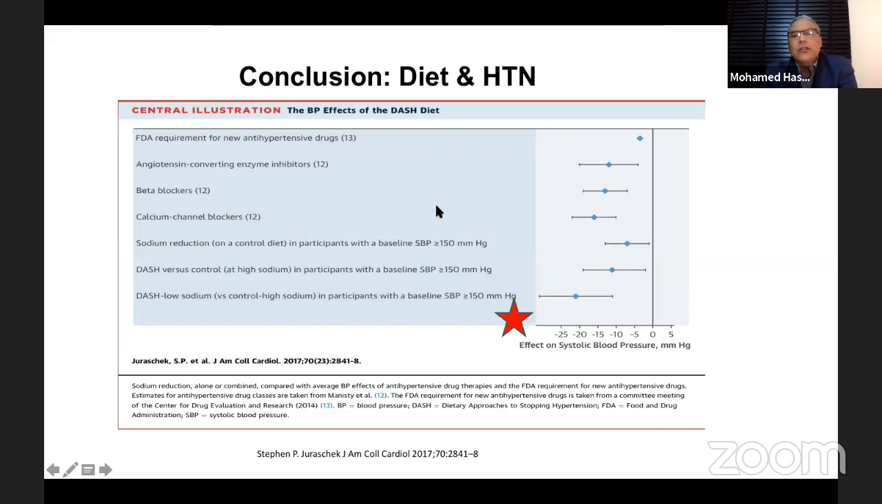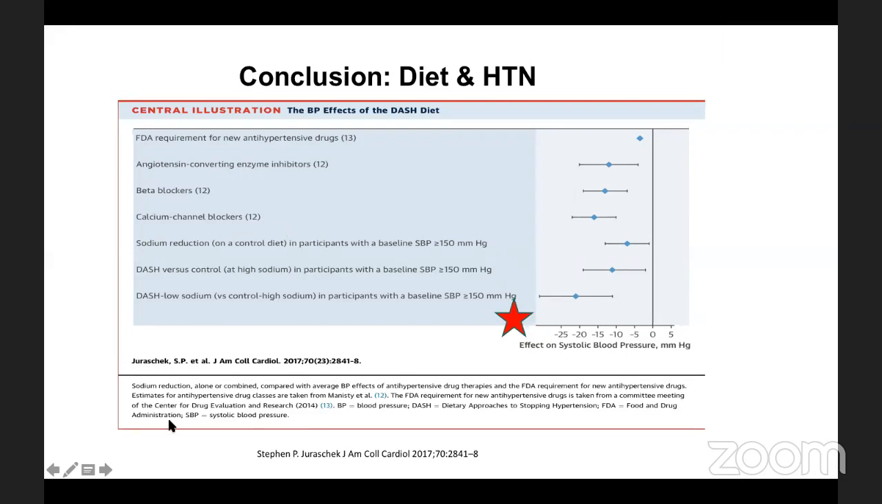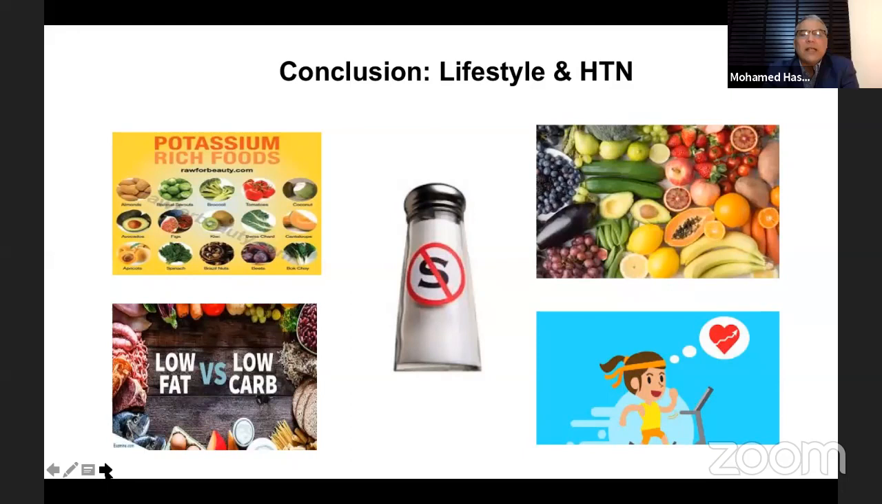So my conclusion is to remind you that antihypertensives are very good and they can lower the blood pressure, but salt reduction could be equivalent to some of the antihypertensives, and combining salt reduction with a DASH diet exceeds the ability of a single antihypertensive agent. So almost my last slide is the take-home message. Stop excessive amounts of salt, have plenty of fruits and vegetables, plenty of low-fat and low-carb food, exercise, and don't forget the potassium-rich food.